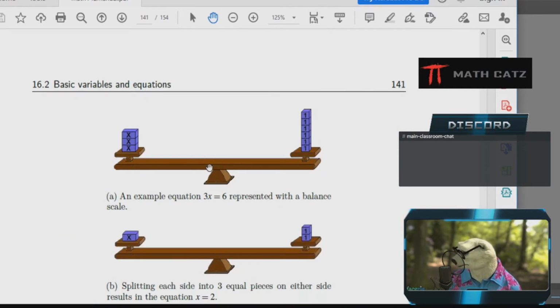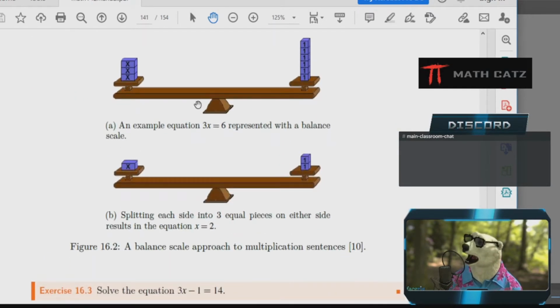I'm just looking for my other picture. Adding and subtracting by a quantity or an amount on both sides won't change the balance that I have. Here I have 3x's equal to 6, all in balance. So if I divide both sides by 3, take a third of what I had, as long as I do it on both sides, everything's going to stay in balance.